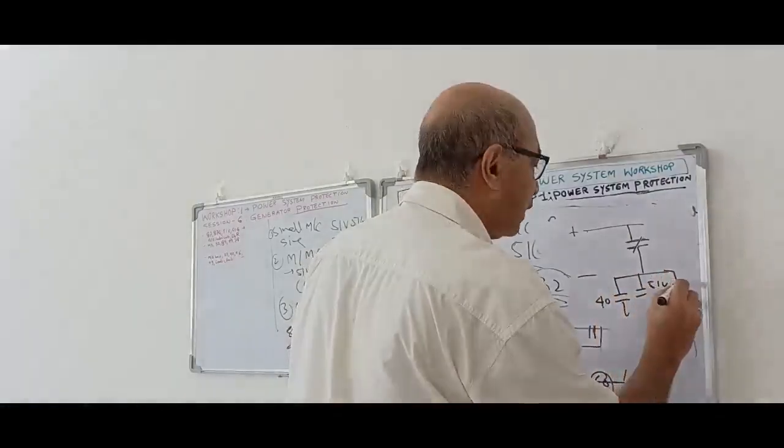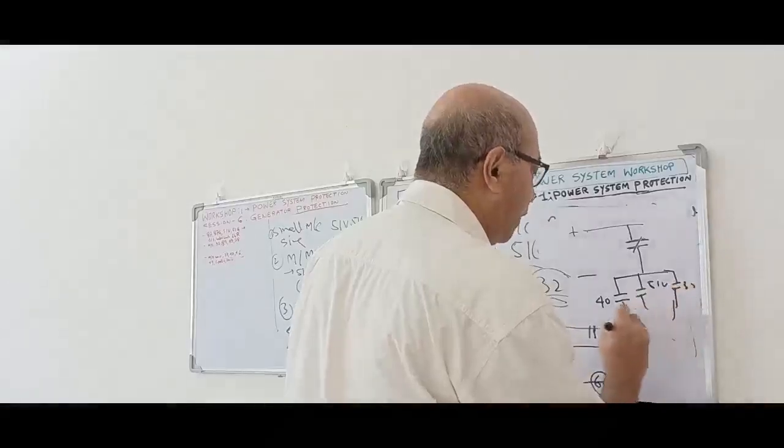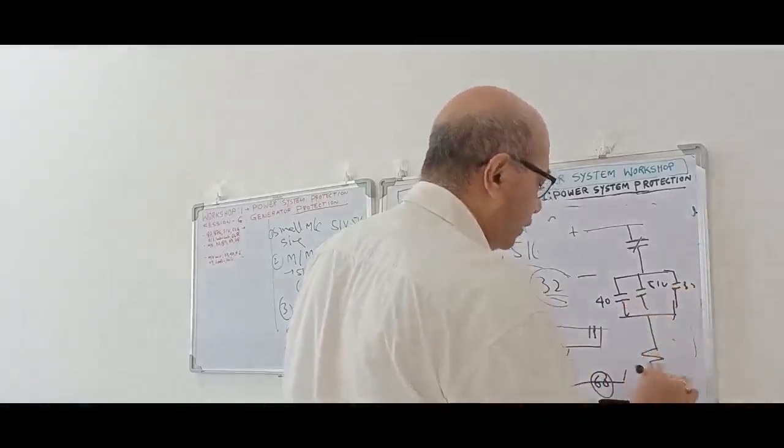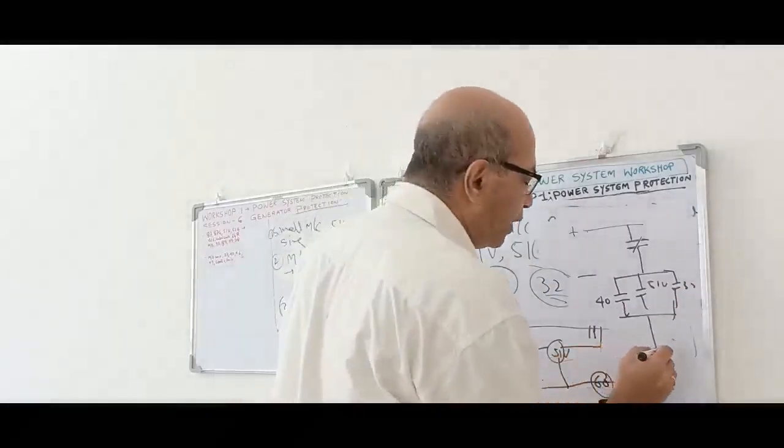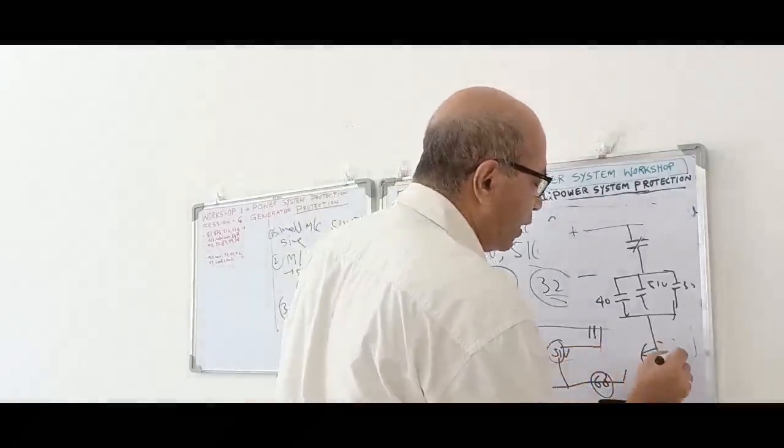Then you say it is a 32. All these contacts come together in parallel, going to the breaker trip circuit. Okay. Or it is going to the trip, or it is going to the lockout relay 86, from where it is going to trip.